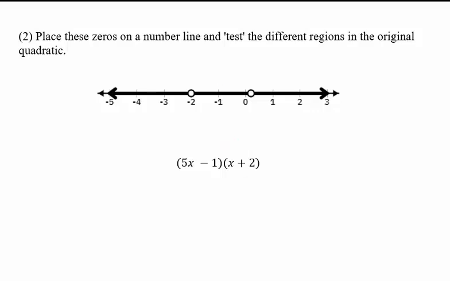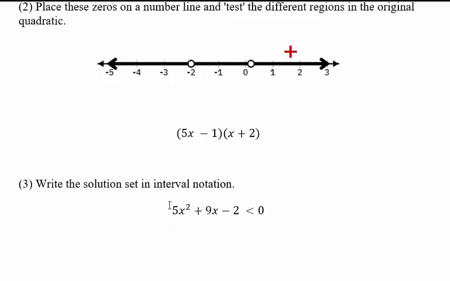And one more, let's select x equals 1. So 5 times 1, which is 5, minus 1, or 4, times 1 plus 2, which is 3, and when you multiply them together you get a positive result, and so we'll put a plus sign in this area of the graph.